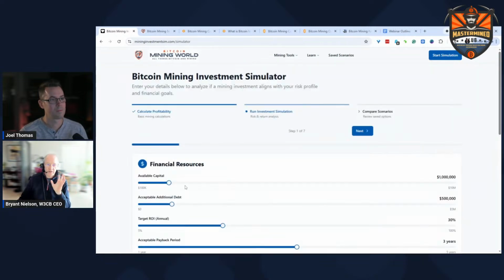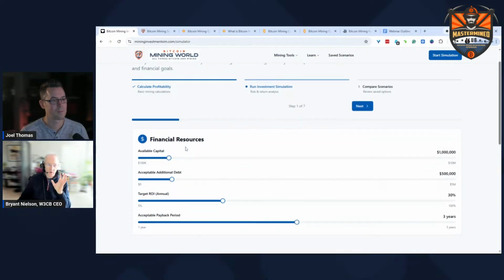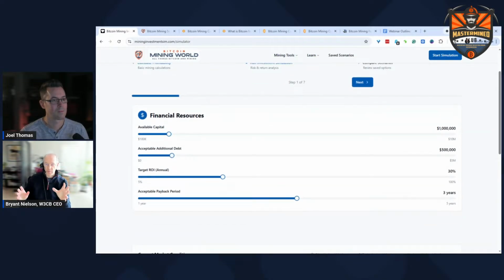And this is a very straightforward process. You input what you have available for yourself, and it will then walk you through the process of whether it's better for you to go into mining, or whether you should just be buying Bitcoin. So you start with these sliders. You can put in how much available capital you have. It goes from 100,000 up to 10 million, so you can start really small. By default it's set at $1 million.